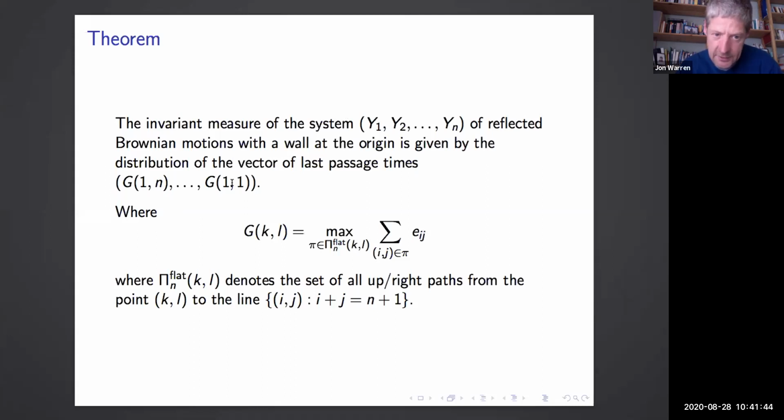The point is that as you move where you start from, you build a vector of last passage times that then gives you the stationary measure of the reflected Brownian motion. Let me just point out, if you had a proof of this, it would imply the first result, right? Because it's just a special case, that Y_n has the distribution of G11.